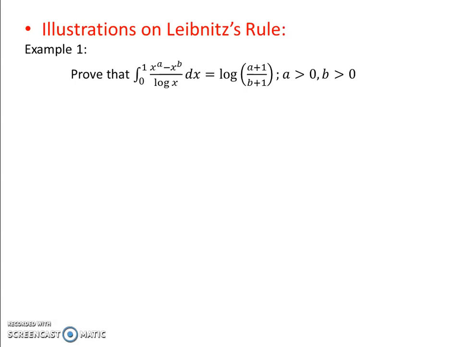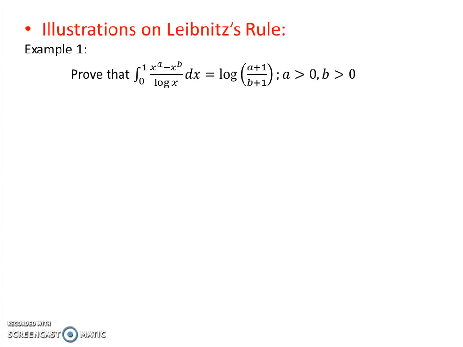First example: prove that integration 0 to 1 of (x raised to a minus x raised to b) divided by log x dx equals log of (a plus 1) upon (b plus 1). If you observe this integration, it contains three terms: a, b and x. Clearly x is the integrating variable, and a and b are the parameters. Out of these we have to choose one as a parameter and the remaining as a constant.